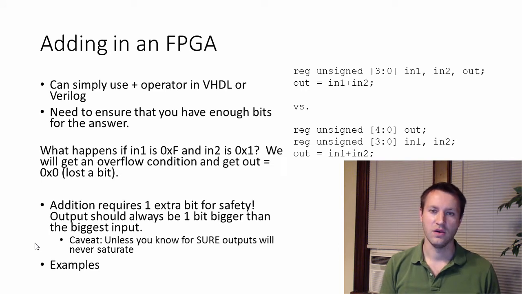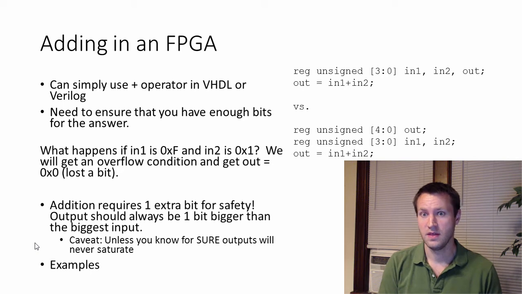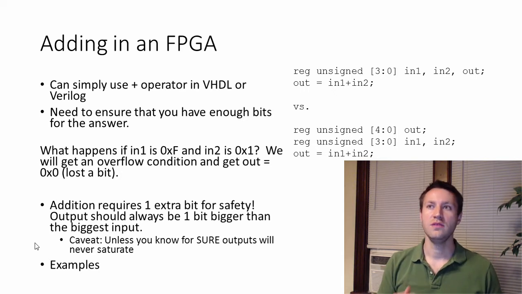So like, let's say you have two 4-bit inputs, but you know that the inputs can only ever be 0 to 7 maximum, then you're okay with a 4-bit output because 7 plus 7 is still 14. That fits in 4 bits. Good to go. You need to make sure in FPGAs that when you're doing things, you have enough space for the result, because the FPGA won't know if you don't have enough space. So you need to be aware of what you're doing.